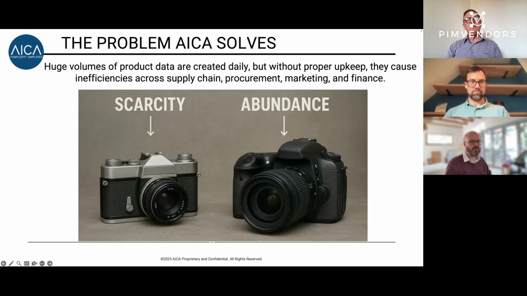So, again, understanding the problem that we solve. Nowadays, there's huge volumes of product data that's being created on a daily basis. But if it's not properly maintained and upkeep is not done, it has an effect across the business itself, like supply chain, procurement, marketing, and finance. And I think these pictures depict it quite nicely.